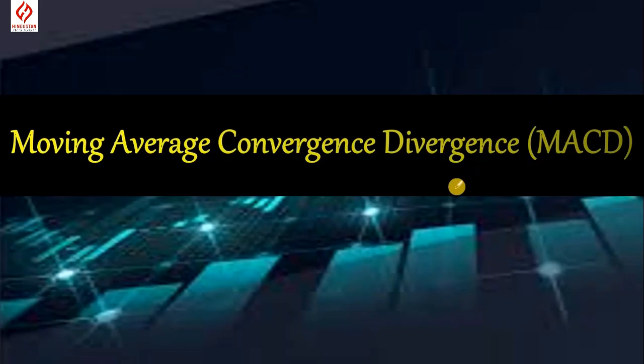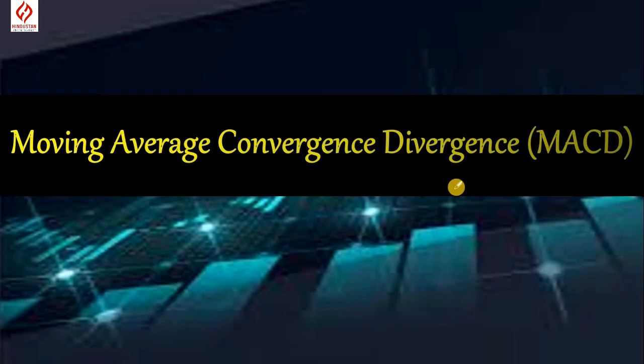Next and final indicator that we are going to discuss in this course is moving average convergence divergence, which is popularly known as MACD. This technical indicator is a tool that is used to identify moving averages that are indicating a new trend, whether it's bullish or bearish.